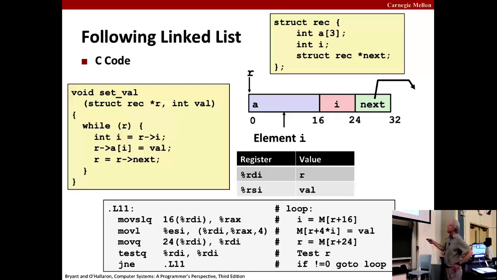And then the next part is I'm going to offset 24, which is the position of next, read from that location, and store that in RDI, which is R. So this is the operation R gets R arrow next. And then the loop is I'm testing until R is null, so that's going on here. So you see that those 3 references to the struct were implemented using 3 instructions here. So it's a very direct mapping between the code here and the x86 instructions.